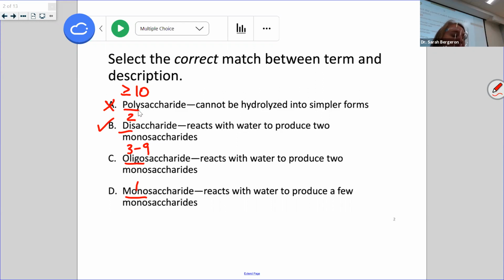That's good. Oligo reacts with water to produce 2 monosaccharides. If it reacted with water, you would get like 1 monosaccharide and 1 disaccharide if it were 3, right? So that one's not it. Monosaccharide reacts with water to produce a few monosaccharides. You only have 1 to start with, so you can't produce any, right? So that's not it. So it should have been B. Good. Okay.